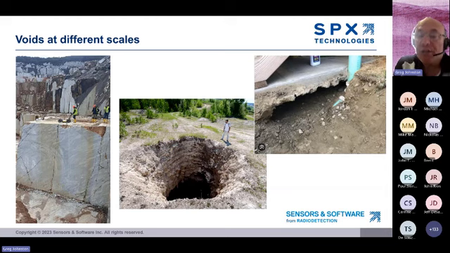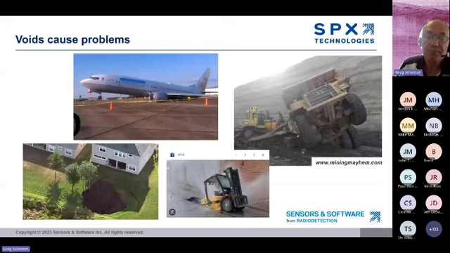Voids can be at all different physical scales, from fractures in rocks that are millimeters in aperture to cavities tens of meters across. The good news is that from a GPR point of view, the physics is exactly the same, and therefore there's a high chance of detectability in many cases. The ability to detect voids is useful information because we know from our everyday experiences that voids can cause problems in our society, as these images show.